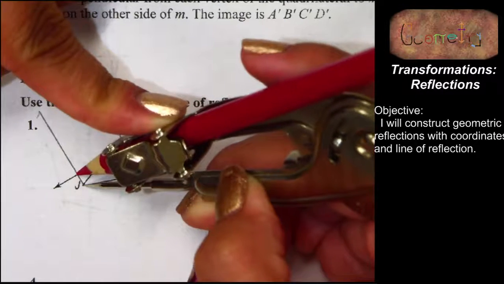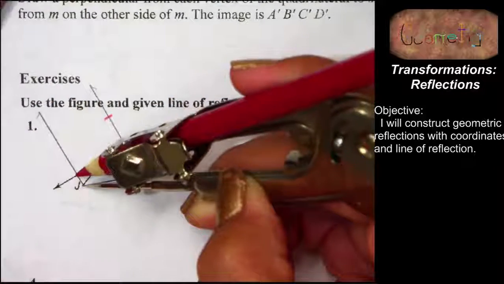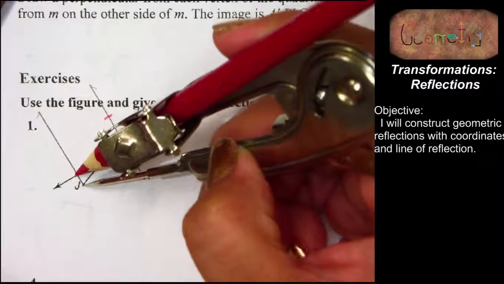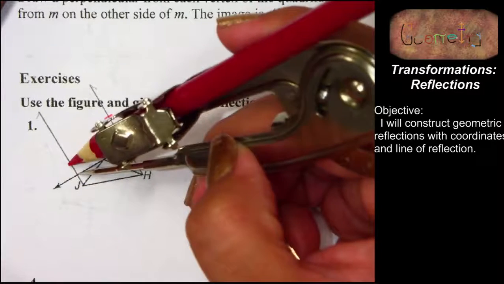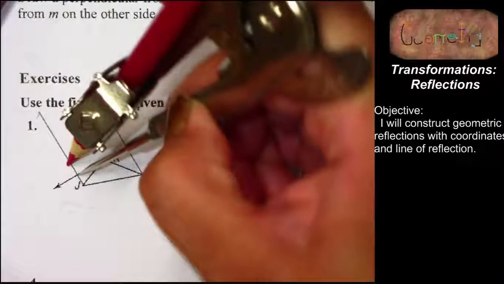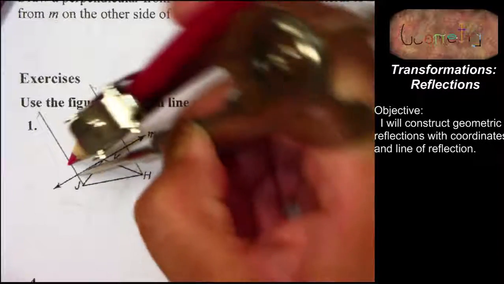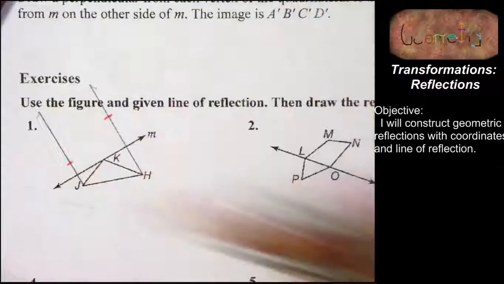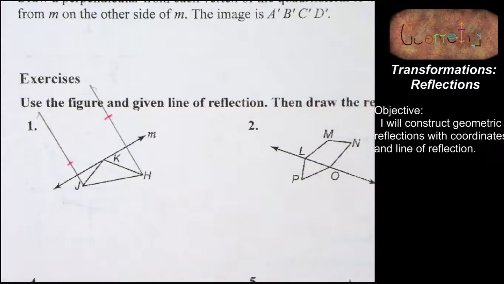I find these constructions really hard because the figures are so small and my compass doesn't like going this tiny. So when I build your quizzes and tests that are coming up later this week, I will make sure that the figures are a little bigger for you, okay? So you don't have to have your compass so small, because I know that makes it challenging, okay?